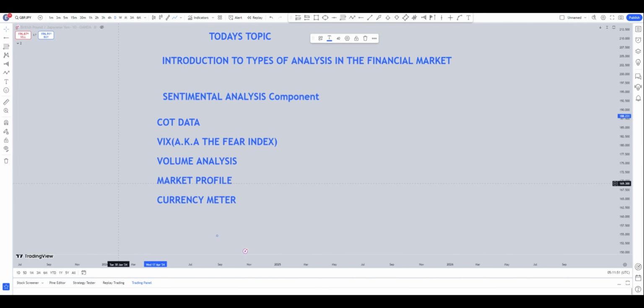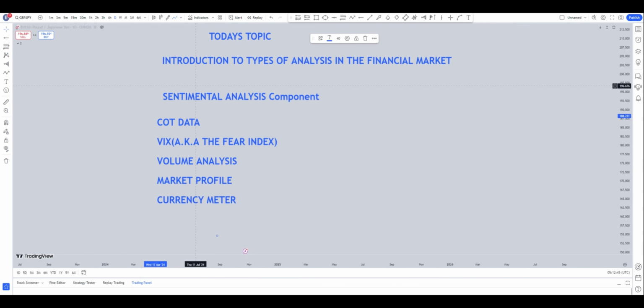Sentimental analysis deals with checking how the participants in the market feel about certain markets. Let's say, for example, we check the behavior of the buyers and the sellers. So sentimental analysis is used to check and determine how market participants feel about a financial asset or currency. This is to know if they feel that the market is bullish or bearish.